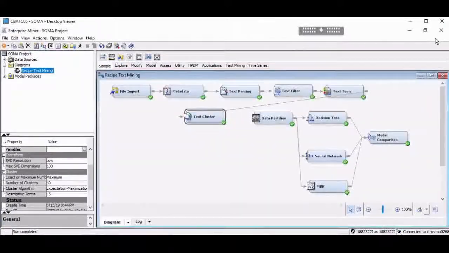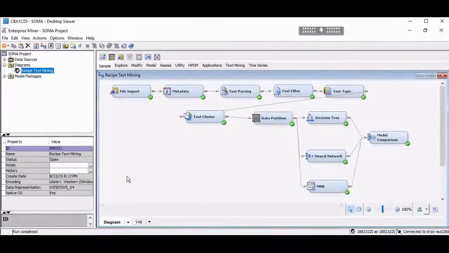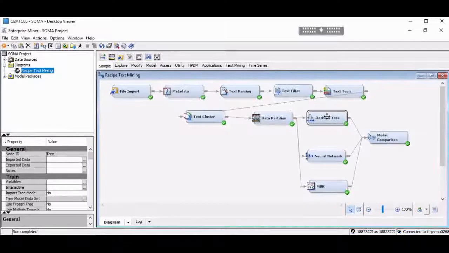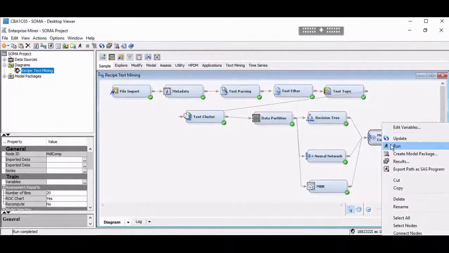Now we come to a more advanced analysis of our database of recipes. Can we correctly identify the belonging of a recipe to an Indian cuisine by looking at the ingredients? The database of recipes was divided into training and validation sets in the following proportions: 70% and 30% respectively. For this purpose, three types of models, decision tree, neural network, and memory-based reasoning, MBR, were chosen for model comparison.